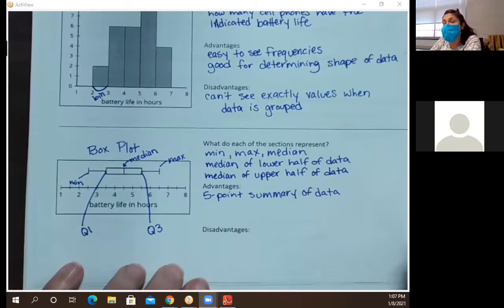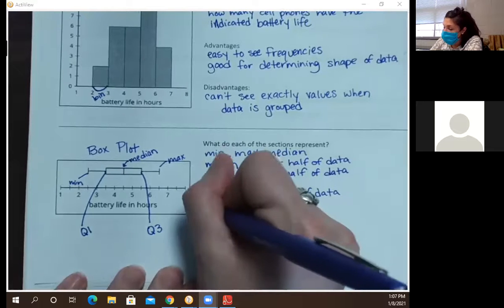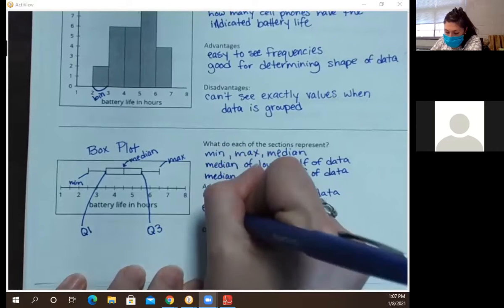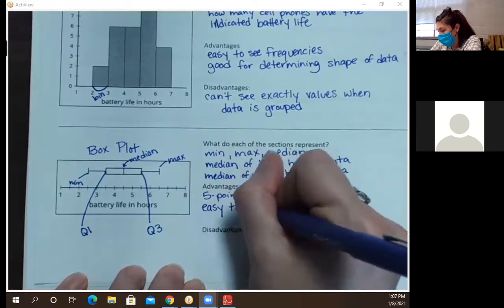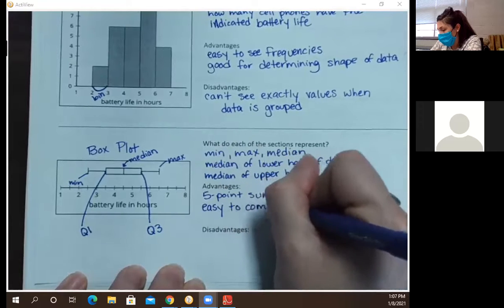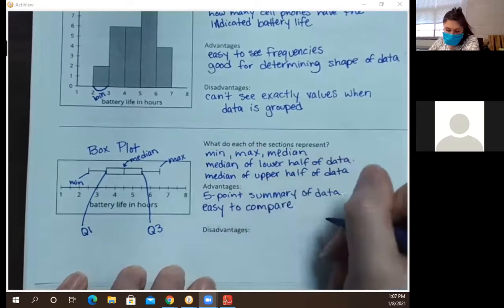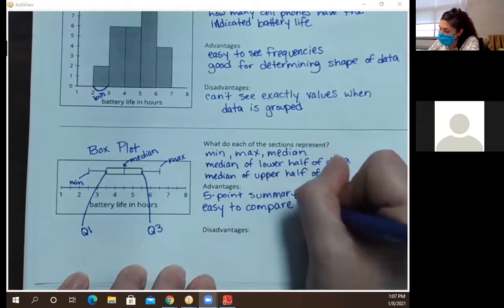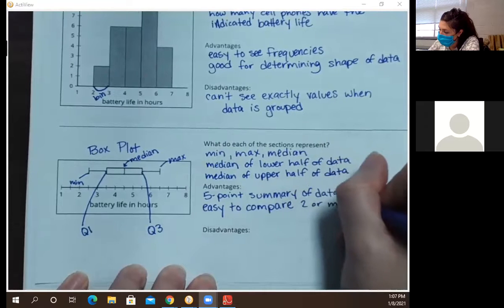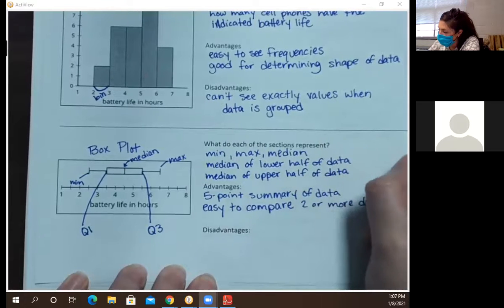A box plot is also generally an easy way to compare multiple data sets. So it makes it easy to compare 2 or more data sets.